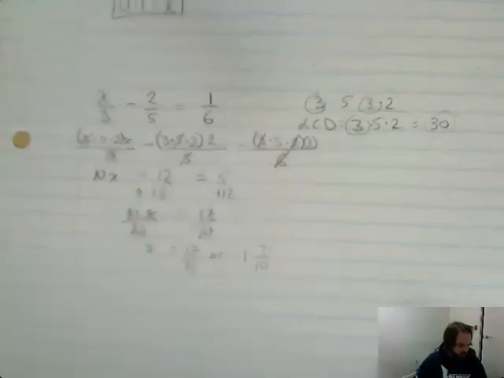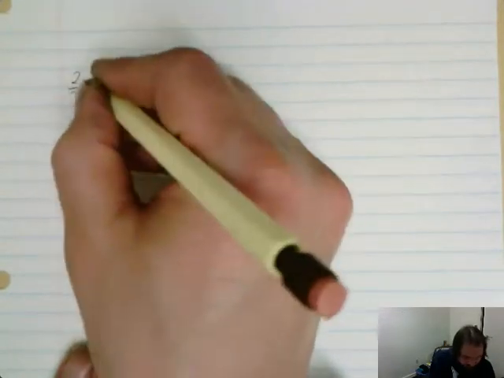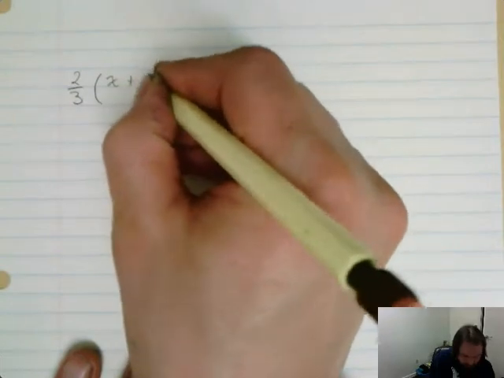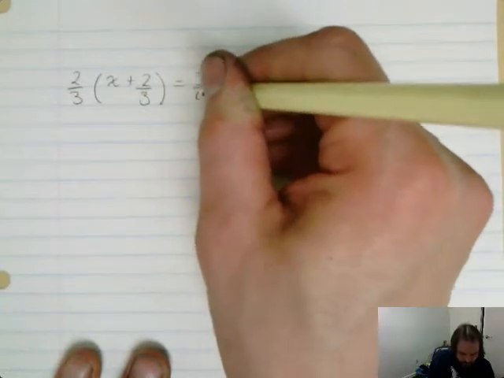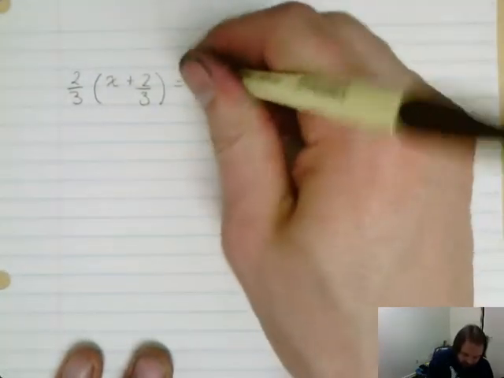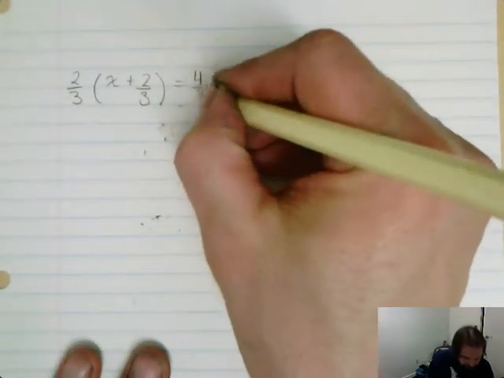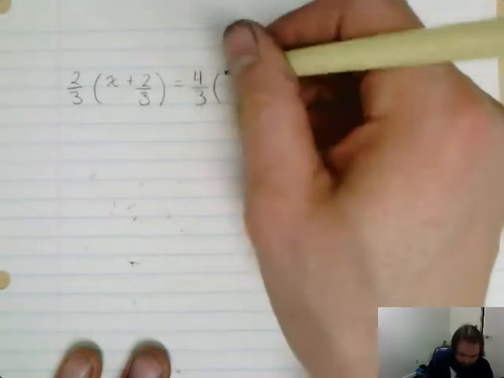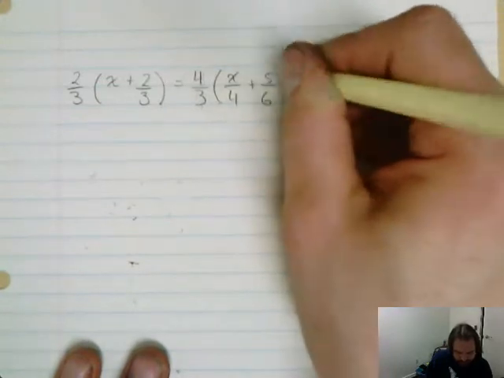Okay. I have one more for us here to do. This next one, we're going to have brackets on both sides with a coefficient in front. So let's take a look at this here. We're going to have 2 over 3 multiplied by x plus 2 over 3 is equal to, oopsie, 4 over 3, not 3 over 4, I want to put 4 over 3, multiplied by x over 4 plus 5 over 6.